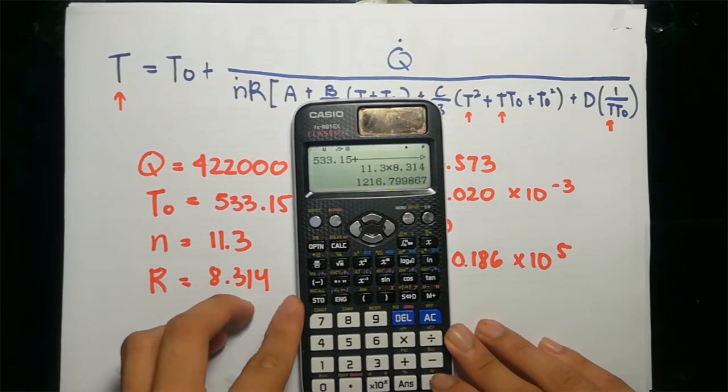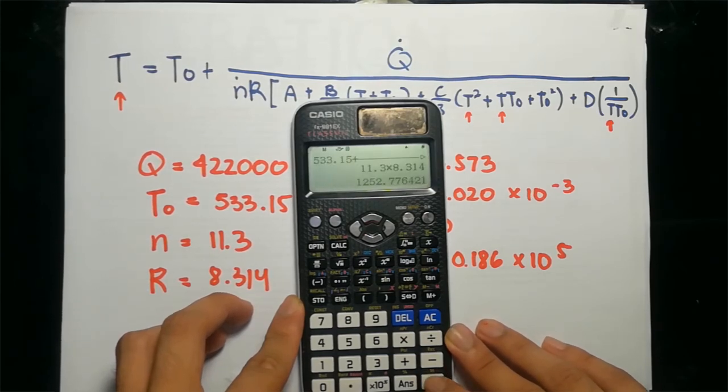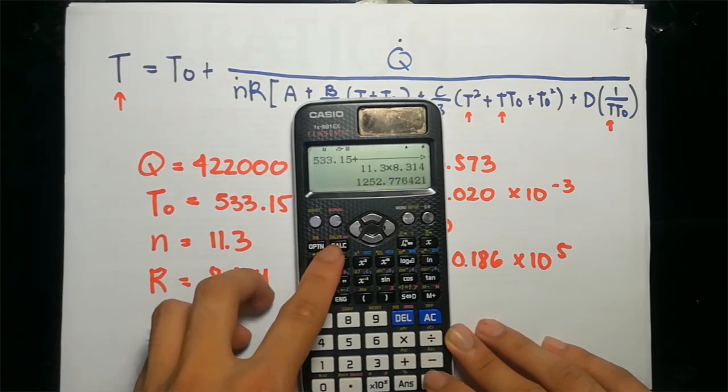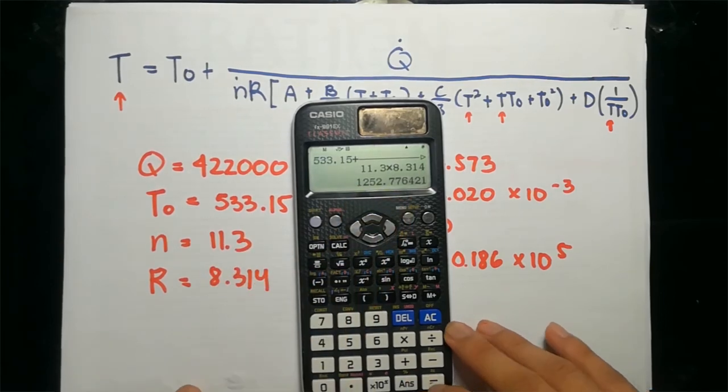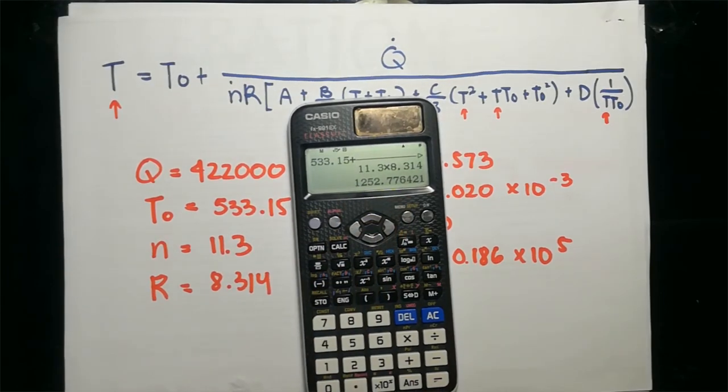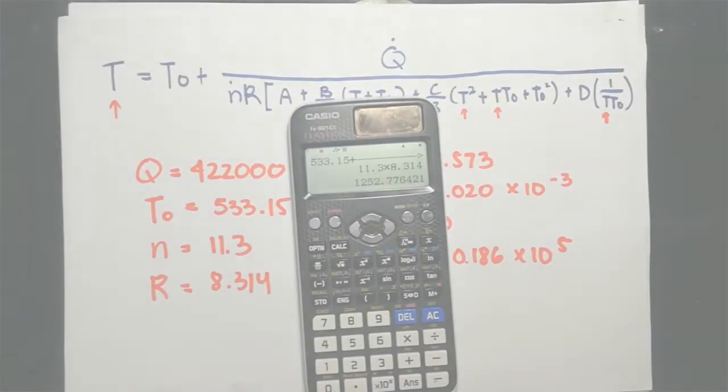1216.799. So, let's try again. Iterate again. And again. So, tuloy-tuloy natin siyang iterate. And eventually, we will come to a point na same na yung lumalabas na number, meaning, ito ang ating final answer. 1252.776421.